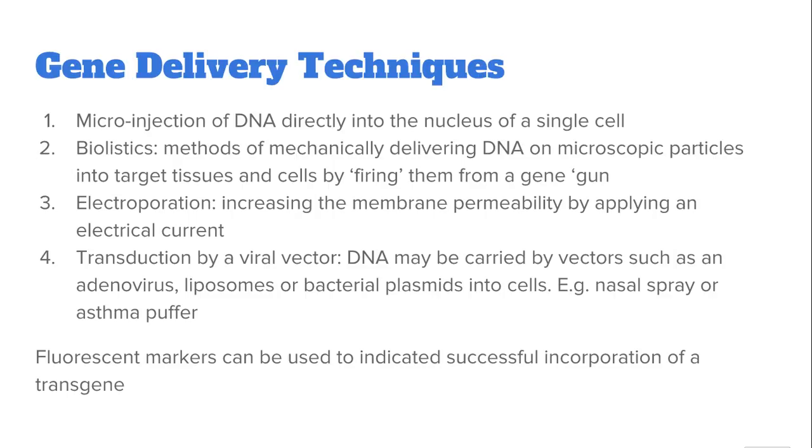The way in which we can recognize whether this gene has been successfully inserted or incorporated into an organism is that we can use what we call fluorescent markers, and they will fluoresce when that gene is turned on, which indicates to scientists in the laboratory that that gene has been successfully incorporated.